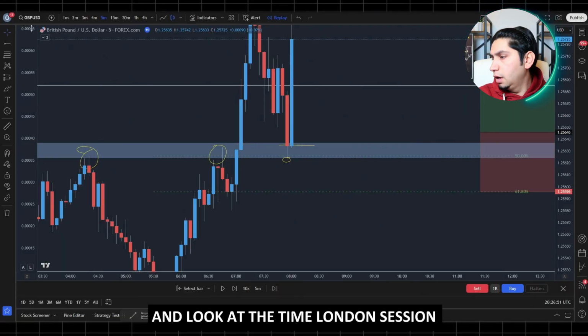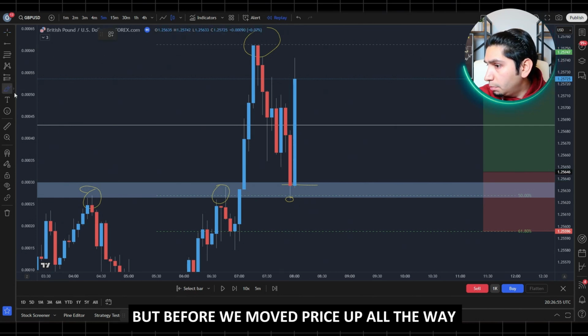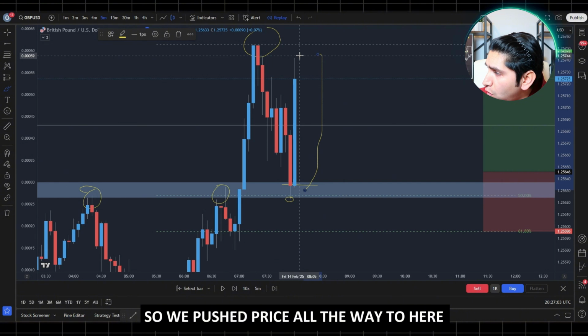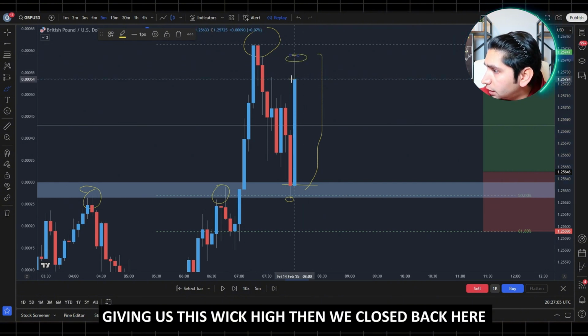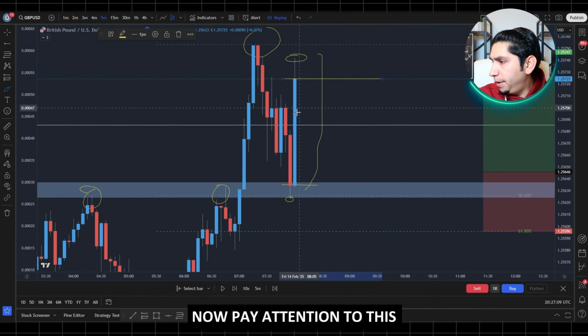London session moved price up all the way. But before we moved price up, we tried to go down, but there were hardly any sellers. So we pushed price all the way to here, giving us this wick high. Then we closed back here.